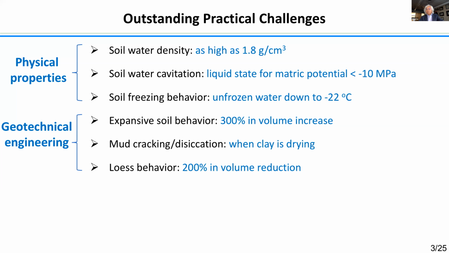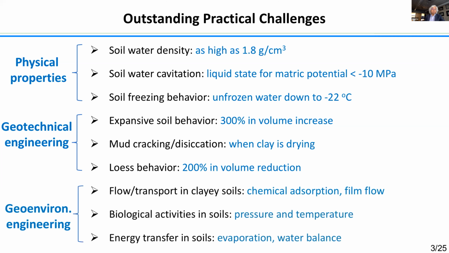Loess is another one. Sometimes we call it collapsing soil, simply because when you put that type of soil, aeolian soil, under wetting conditions, at some point it is going to undergo volumetric reduction, it shrinks. So that is also very important, and that can be related to the pore pressure.